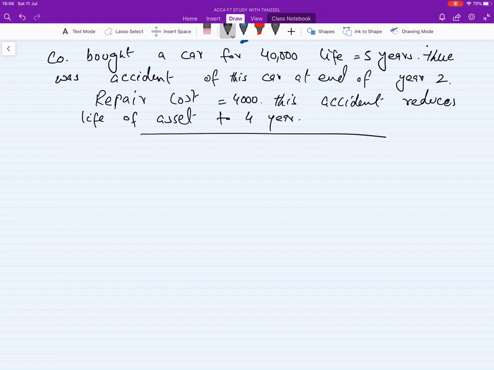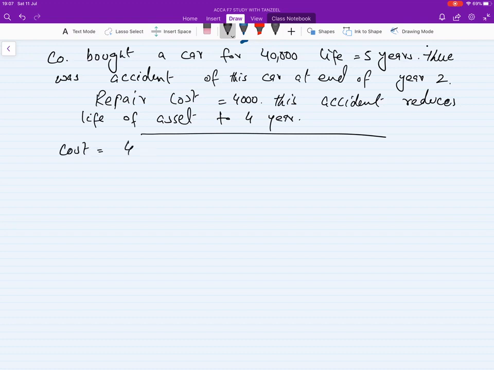Okay, so let's do this equation. Company bought a car for 40,000. Company bought this car for 40,000. The life was 5 years. And there was an accident of this car at end of year 2. And you spent repair cost 4,000 to repair it. So you can do this.